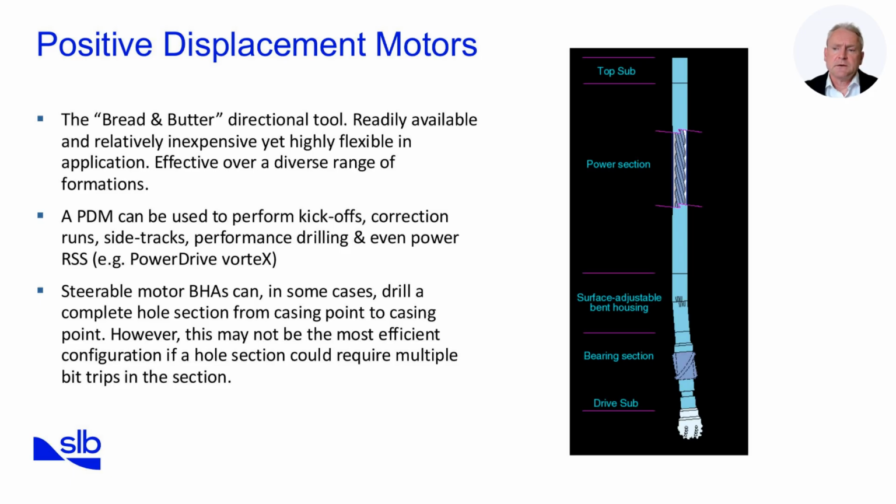Motors are readily available, relatively inexpensive, mechanically simple and effective across a wide range of formations. This makes them incredibly valuable in all types of drilling programs, from basic kickoffs to complex multilateral wells. They are used to perform kickoffs, correction runs, sidetracks, performance drilling, and even power the RSS. Steerable motor BHAs can, in some cases, drill a complete hole section from casing point to casing point. However, this may not be the most efficient configuration if the hole section could require multiple bit trips.